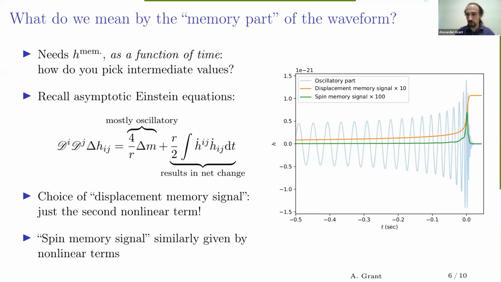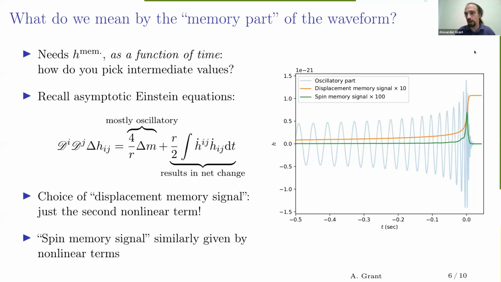And it turns out that there is a canonical choice that is good in a certain sense. It comes from looking again at these asymptotic forms of the Einstein equations and the formula for, say, the displacement memory. It turns out that this first part here associated with source properties is mostly oscillatory. It's related to the change in the quadrupole moment of the source. And this piece here, the nonlinear piece, is the piece that results in the net change. So the choice that we use for the memory part of the waveform is exactly this nonlinear piece here. And a similar approach can be applied to the spin memory to acquire a so-called spin memory signal.